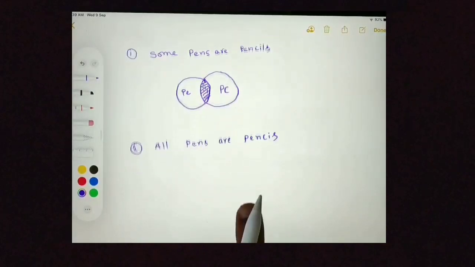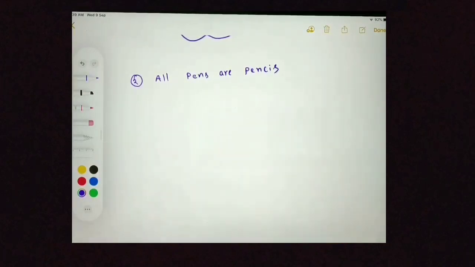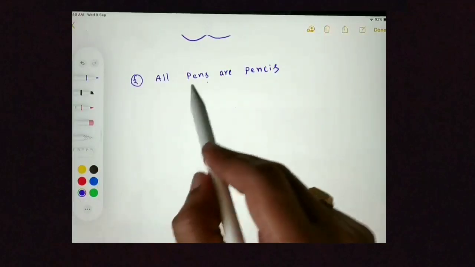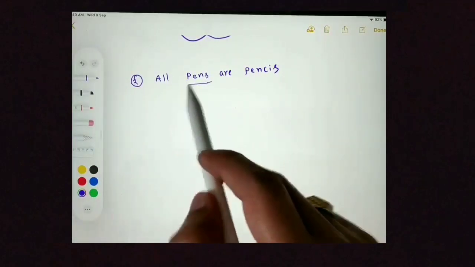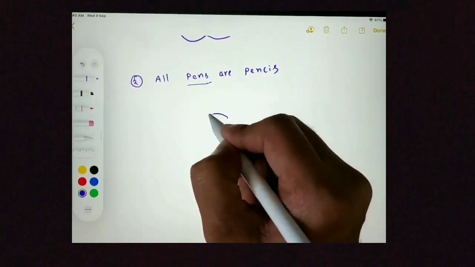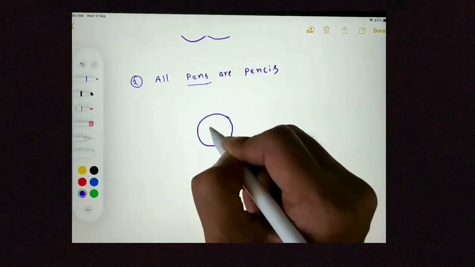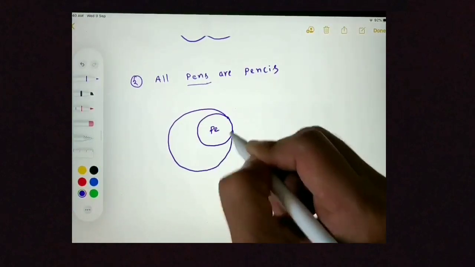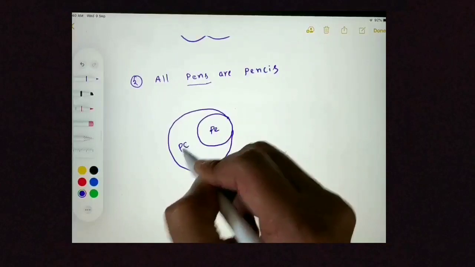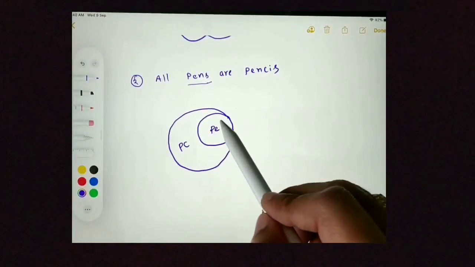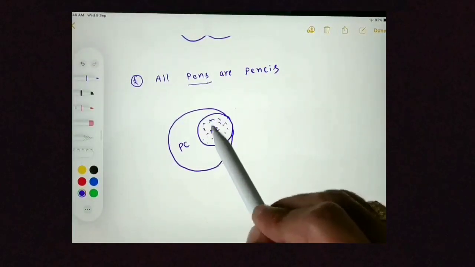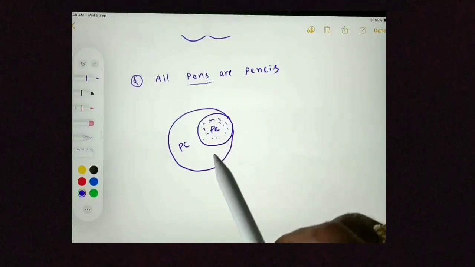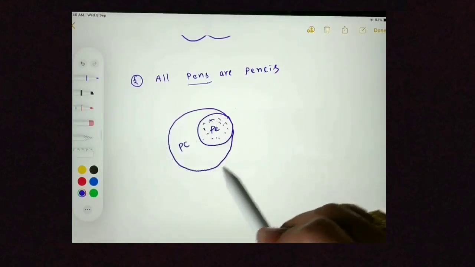Next, we will move on to all. All pens are pencils. If this is the statement, we will draw the Venn diagram like this. Whichever word comes next to all, that should be the inner circle. The inner circle is pen and the outer circle is pencil. Pencil I am representing as PC. It means all the pens are also pencils because the pens circle is the inner circle and the pencil circle is the outer circle.